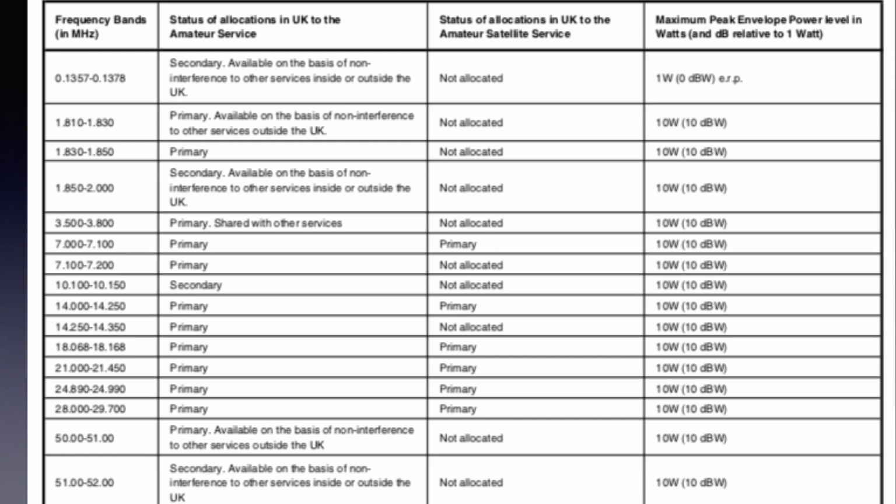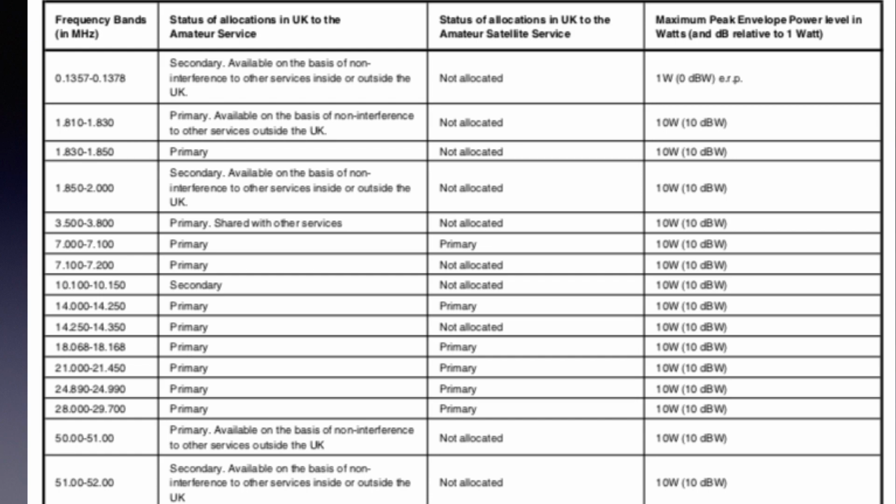Can it be used with satellites? What's its status of allocation in the UK to the amateur satellite service? No, it's not allocated. And what is the peak envelope power? It's 10 watt, or expressed another way, 10 dBW. So those are the sort of questions that might come up.